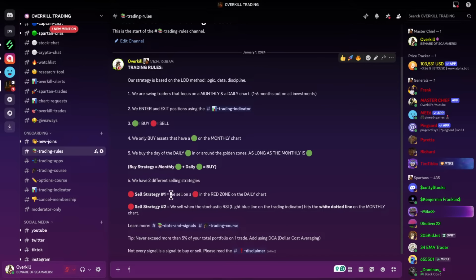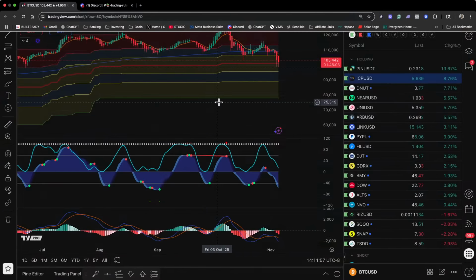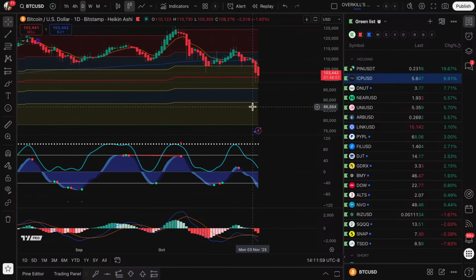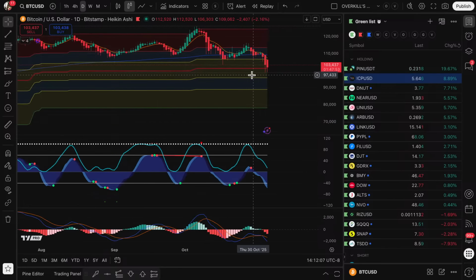So again, we sell a red dot. That red dot is our sell signal. We want to sell the red dot in the red zone on the daily chart. When I'm talking about the red zone today, I'm talking about this zone up here. See how it's red? We have a golden zone and a red zone. Typically we want to buy in the golden zones and we want to sell in the red zone.